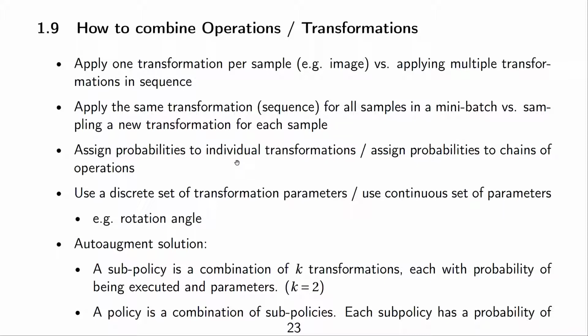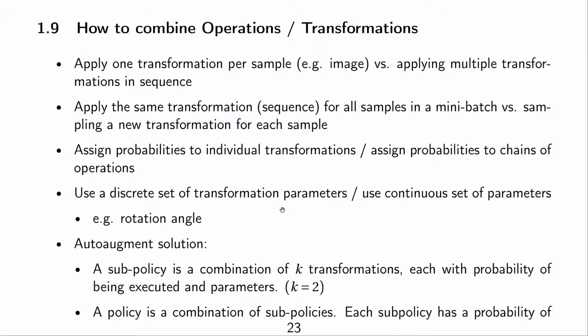Do we assign probabilities to individual transformations or assign probabilities to chains of operations or chains of transformations? So, for example, does rotation have a probability that is specific to rotation, or are we really assigning probabilities to combinations? Maybe translation, rotation would be very frequent, but scale and rotation could be a lot less frequent. That means that transformations wouldn't be independent.